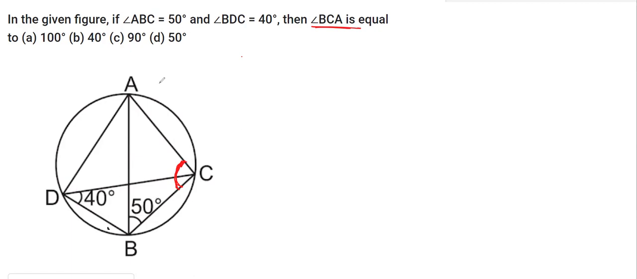So what you'll do here, we can see that this angle, this is 50 degrees, subtended by arc AC, and the same arc is subtending this angle, that is angle ADC. So angles in the same segment are equal. So we say this angle, that is angle ADB, is 40 plus 50, that is 90 degrees. So what we can say is that this angle will also be 90 degrees, as you know that opposite angles of a cyclic quadrilateral are supplementary.